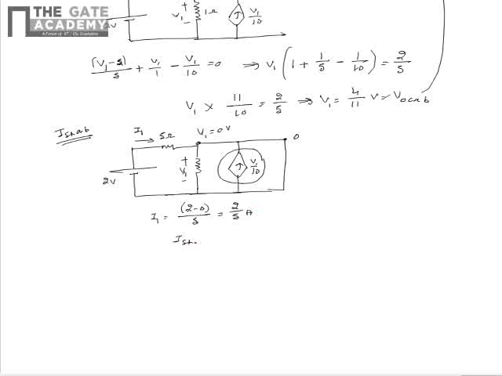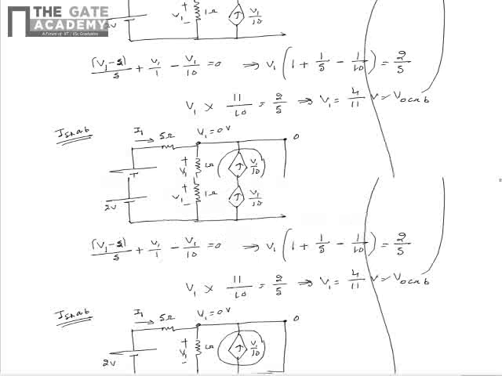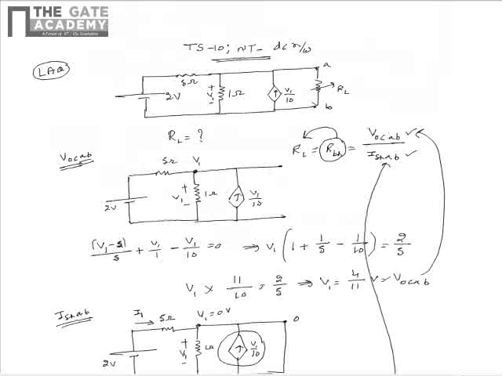From this, we can say that the short circuit current ISC_AB is equal to I1 plus V1 by 10 plus V1 by 1 or minus V1 by 1. This is by KCL. As V1 is equal to 0, this quantity is equal to 0 and this quantity is equal to 0. Hence ISC_AB boils down to I1, which is equal to 2 by 5 ampere. Hence we got the quantity which corresponds to the denominator as well.